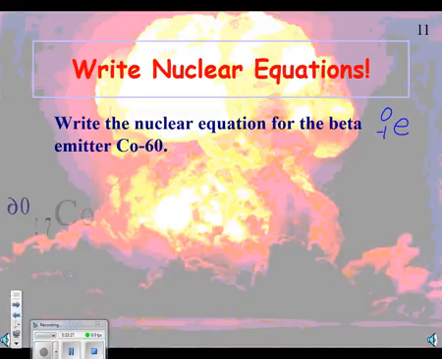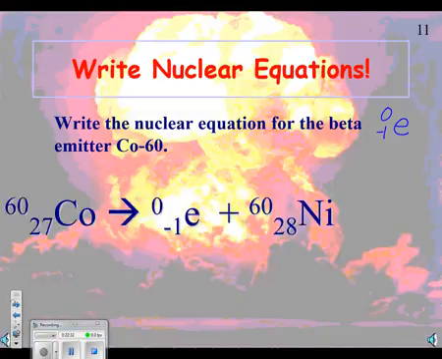Okay, this is an older version right here, so it's not going to be right on top of each other, but they should be. It should be cobalt 60, 27 yields, they should be on top of each other, and then nickel 60, 28. Okay, it went up 1 because beta is a negative 1. Right?